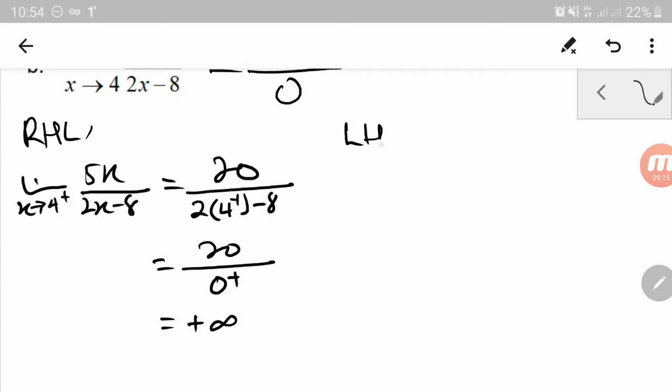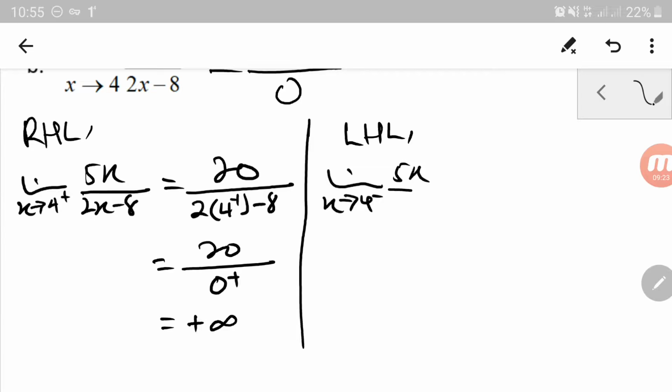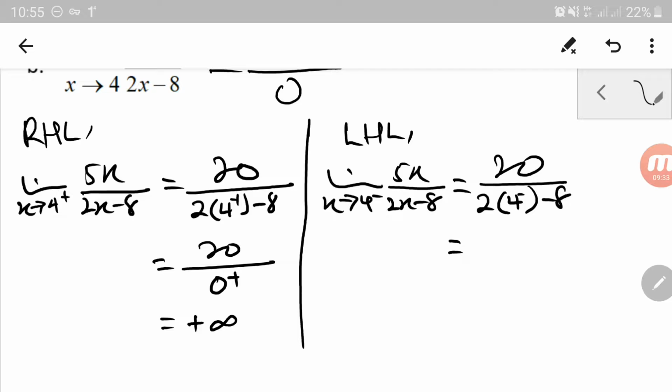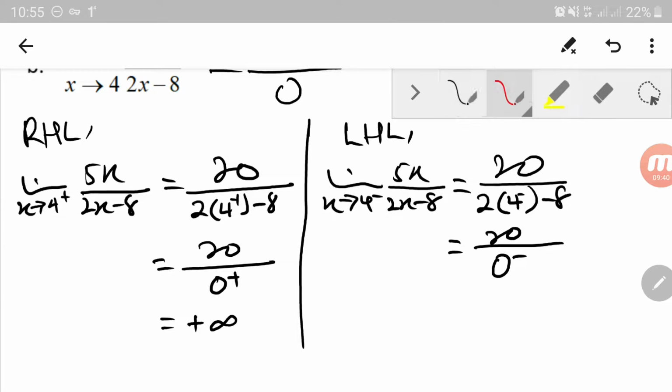Okay, how about the left hand limit? Limit as x approaches 4 from the left of 5x over 2x minus 8. So we directly substitute, we get 2 times 4 from the left minus 8. So what we have is 20 over 0 from the left. Okay, why is that so? Because, let's consider this one. We take over here, 4 from the left is this one.